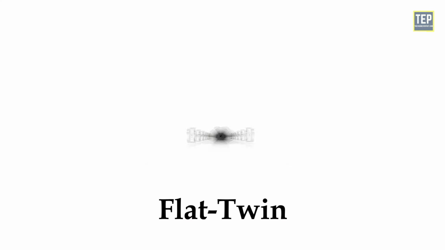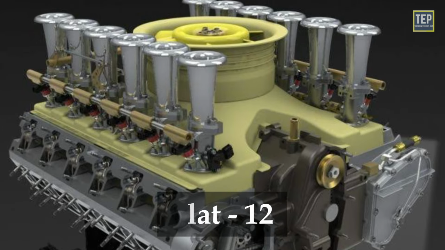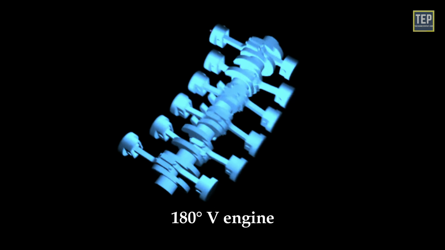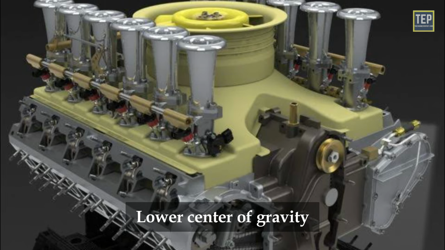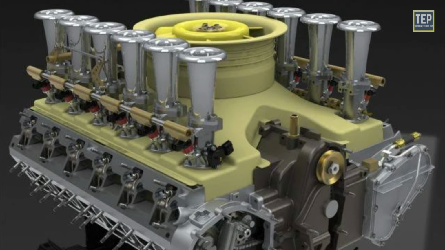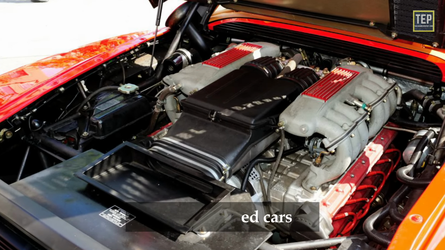Unlike most flat twin, flat 4, and flat 6 engines, flat 12 engines typically use the crankshaft configuration of a 180-degree V engine instead of a boxer engine. Therefore, most flat 12 engines have each pair of pistons sharing a crank pin instead of each piston having its own, as in the boxer design. Compared with a V12 engine, a flat 12 has a lower center of gravity, but because a flat 12 is wider, it is rarely used in front-engine cars.